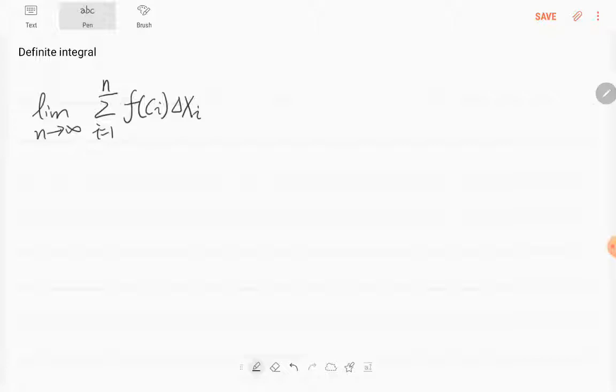And we give a name, we denote this limit by this symbol, which is the integral from a to b of f of x dx. And this f is the same f here. Here is ci, here is x. The delta x we know is the change in the x values. And this is the small change, right? When n approaches infinity, this delta xi would be very small, which we use dx to denote.